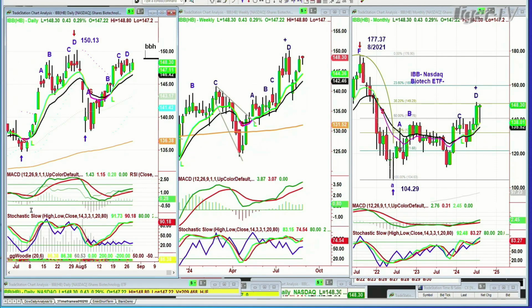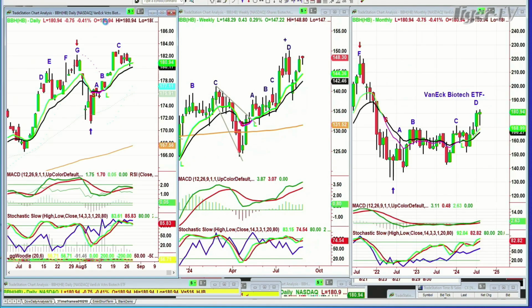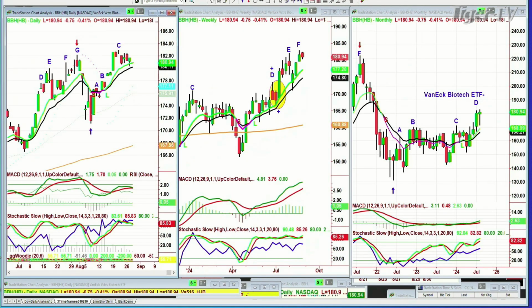But wait a minute, BBH, I just remembered. The BBH, whoa, where did I type that? BBH, this is a peak D in the daily chart underneath the previous peak D. I'm not happy when that happens. Yeah, so that has a very similar pattern, actually a little bit more positive.